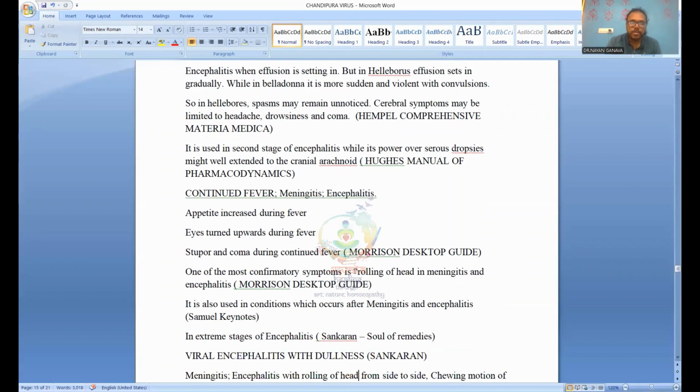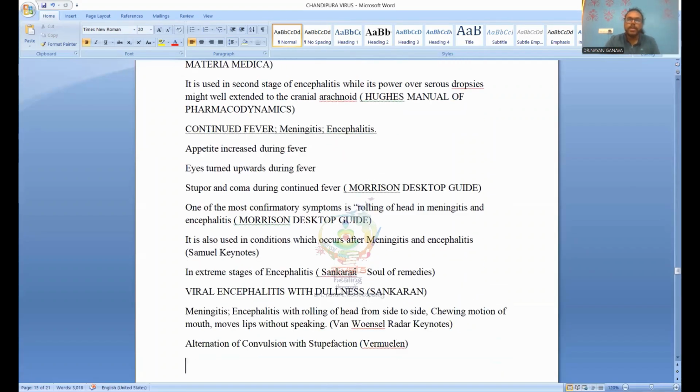Now, if we see further more symptoms: continued fever, meningitis, encephalitis, appetite is increased during fever, eyes turn upward during fever, stupor and coma during continued fever. That is what Morrison's Desktop Guide has written.